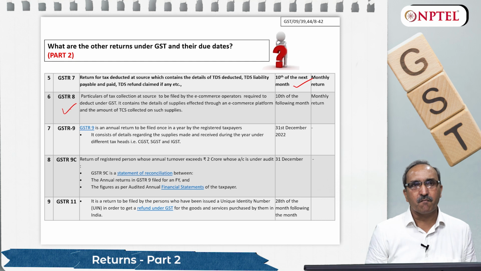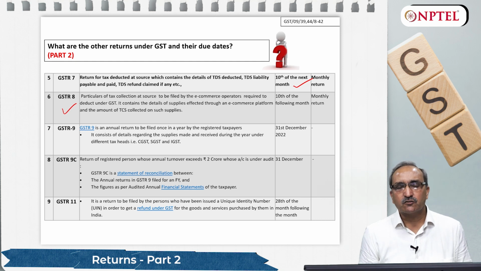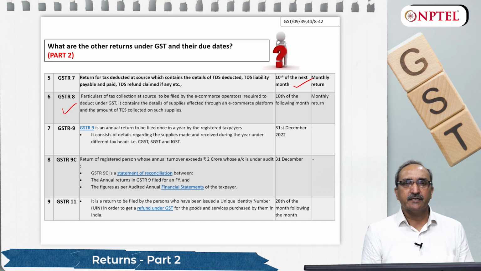Then GSTR 8, tax collected at source. So if any manufacturer, any buyer, any business house has deducted or collected TCS from their buyer, they will declare to the government, to the GST portal or authorities, how much TCS they have collected and deposited, and what was the quantum of the volume they generated through this TCS business.